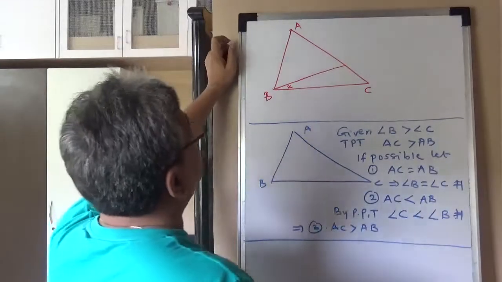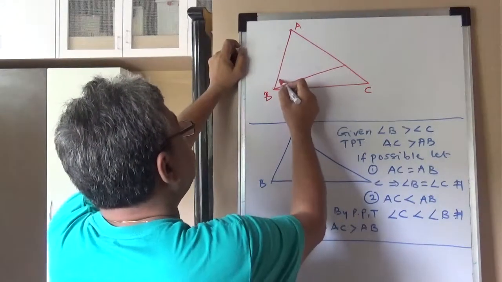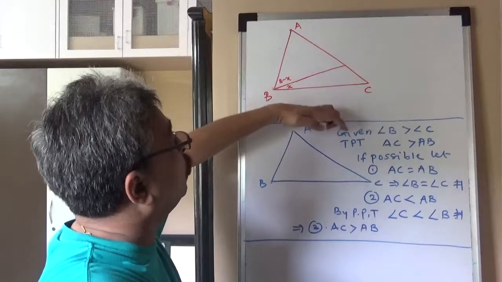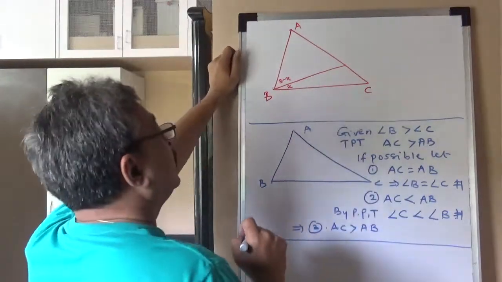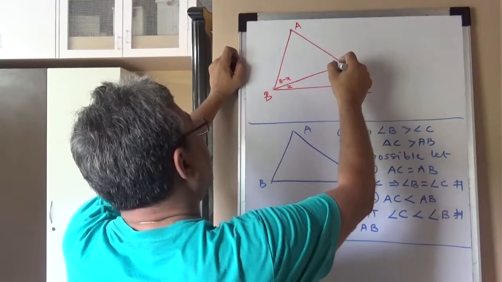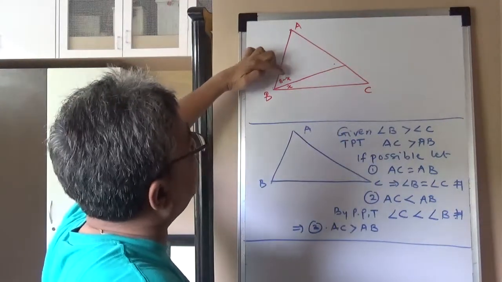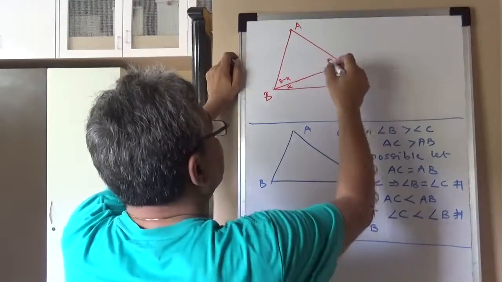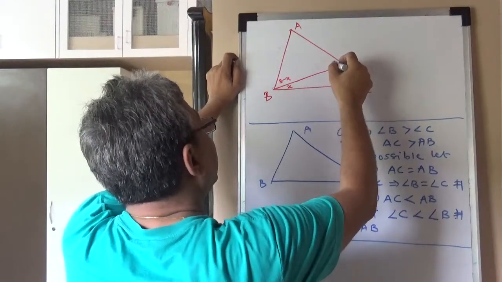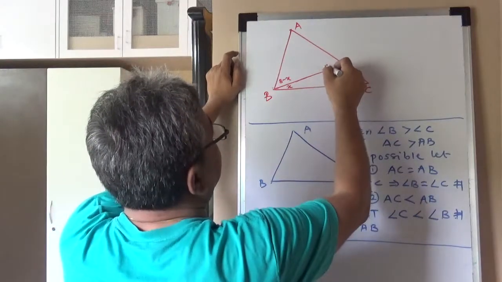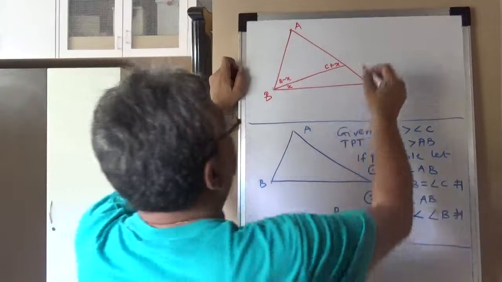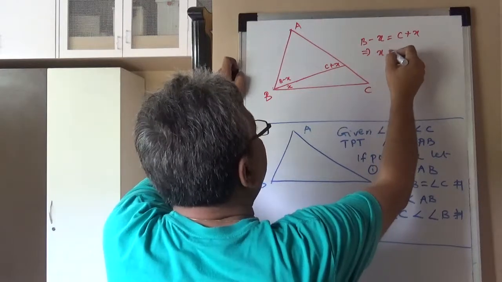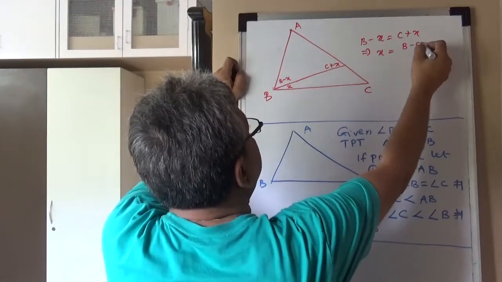What is the measure of this angle? It is B minus X. The total should be B. I have removed X part of total B, therefore I get this B minus X. Now what will be the measure of this angle? They must be equal. B minus X must be equal to this. But can I find this angle in terms of C and X? Of course, yes. This angle should be C plus X, because it is an exterior angle. And now I want B minus X equal to C plus X. Therefore, the measure of the angle I should make is B minus C by 2.